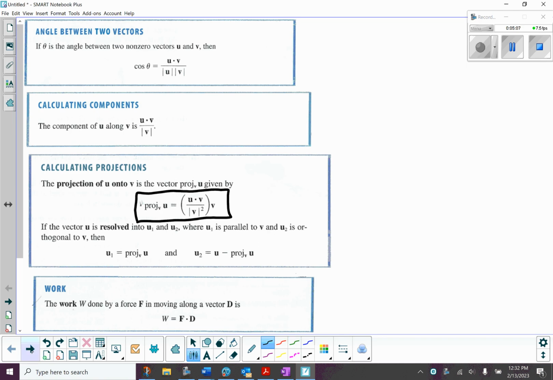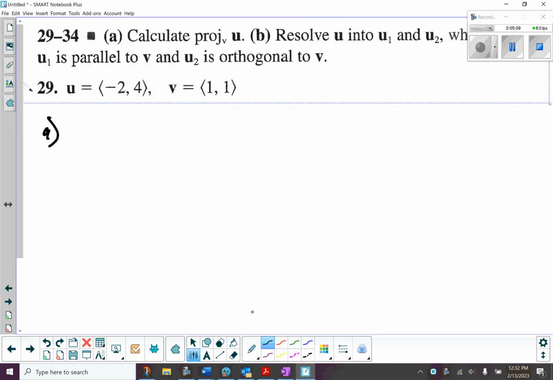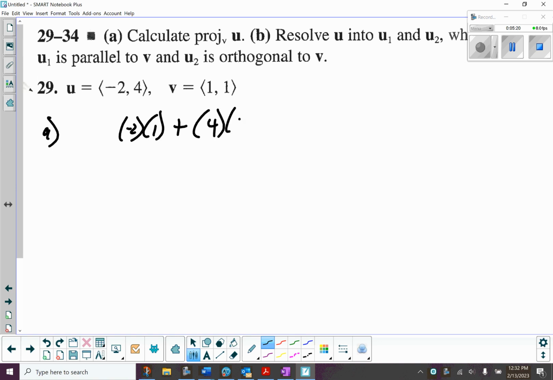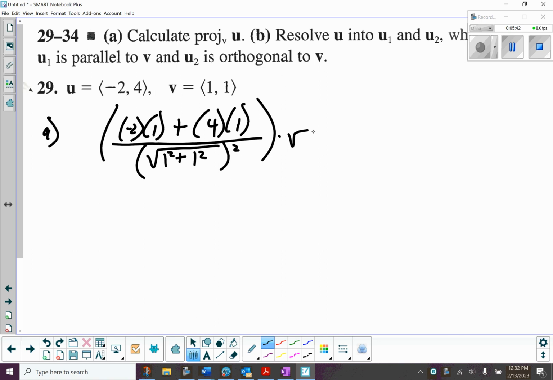All right, so we start with the dot product. So again, match up A with A, so negative 2 times 1. Match up B with B, 4 times 1. And then we need the magnitude of vector v. So that's the square root of 1 squared plus 1 squared. And then we're going to take the square root, multiplied in the end by vector v.